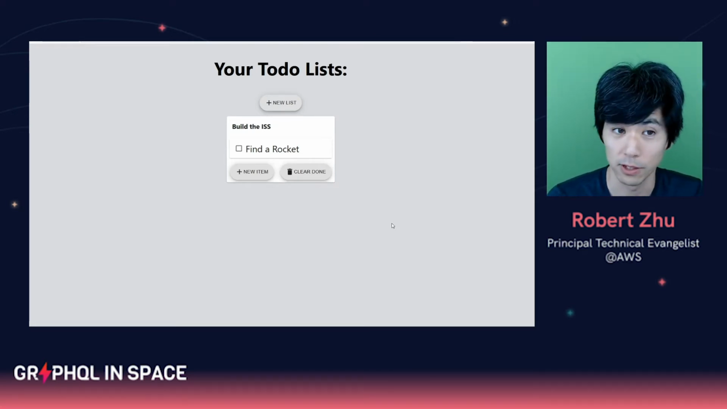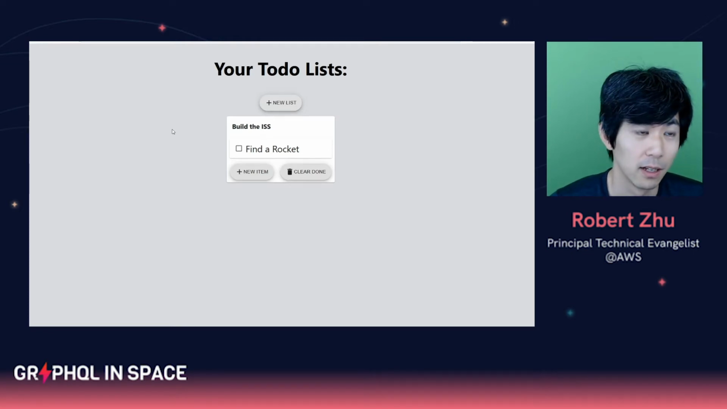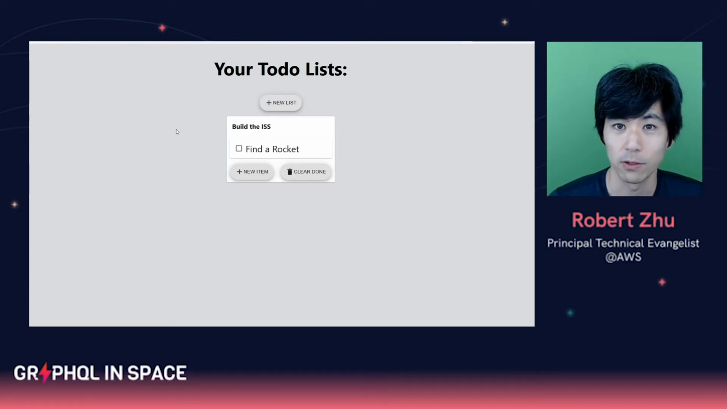We built a list, for example, but in the very beginning of the application, we also loaded existing lists, right? We added an item, we checked off an item, and then we cleared done items. So let's take a look at the GraphQL API, just to see how all these different API calls are structured.